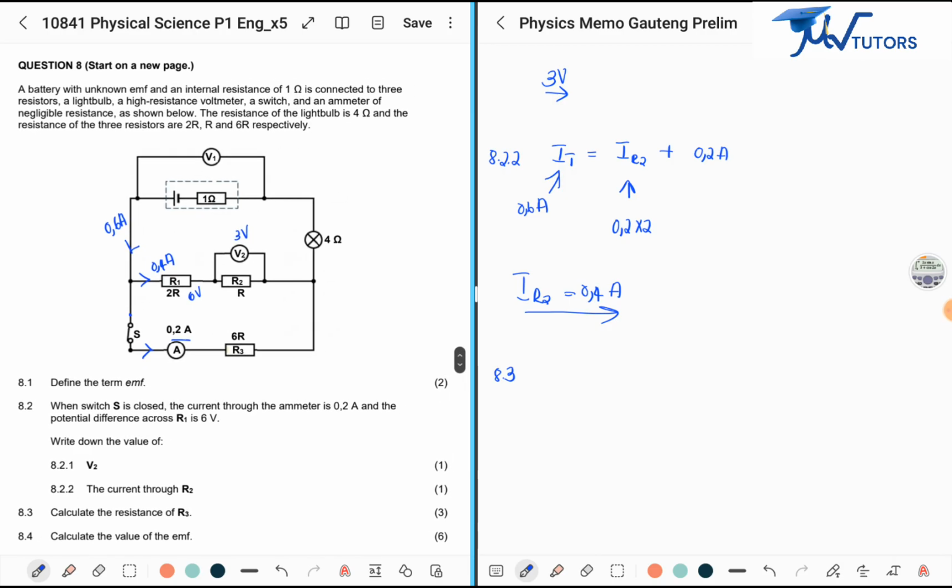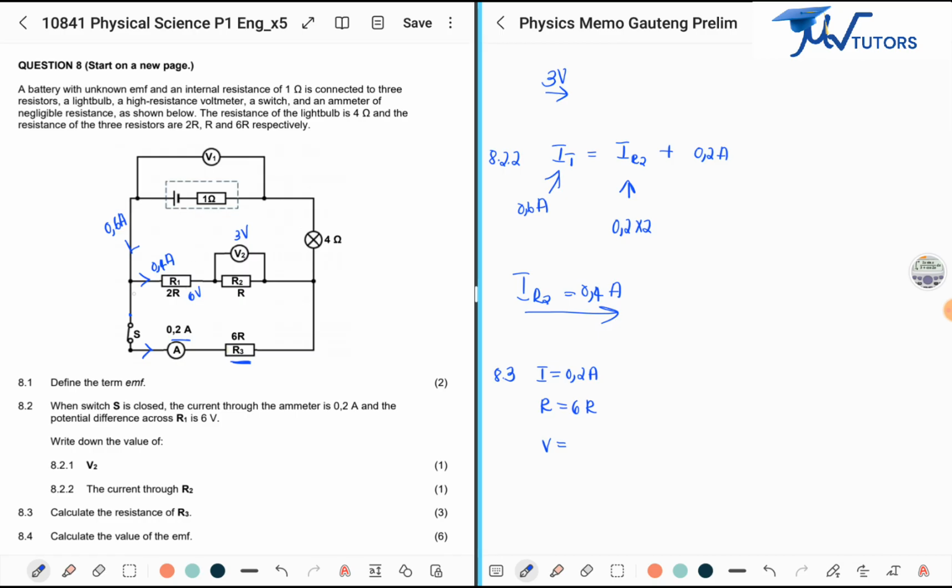Anyway, calculate the resistance through R3. So there is R3, right? We know our current going through there is 0.2 amperes, right? And what else do we know? We know that our resistance is 6R. What is the voltage? That's where I would start basically. If I can get the voltage, then I can work out what the resistance is.